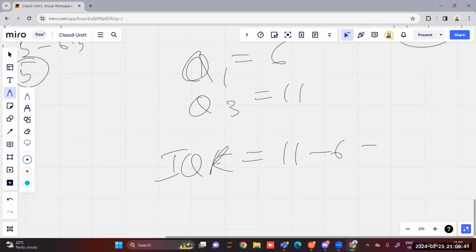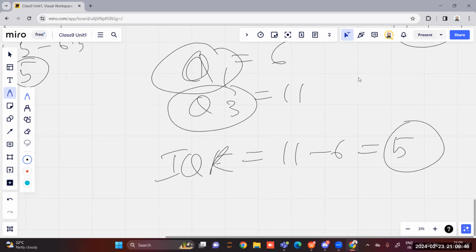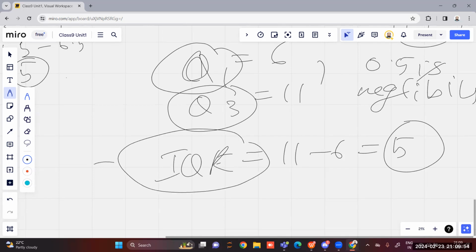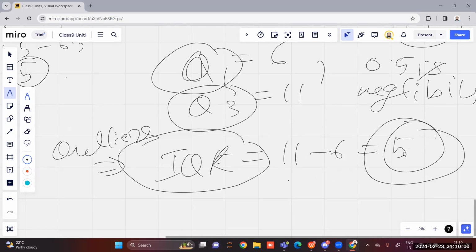IQR will be 11 minus 6, it will be 5. So see, Q1 and Q3 do not matter. A 0.5 difference is negligible, because what matters, the thing that shows you the outliers, is the IQR. This is coming the same for both of these.